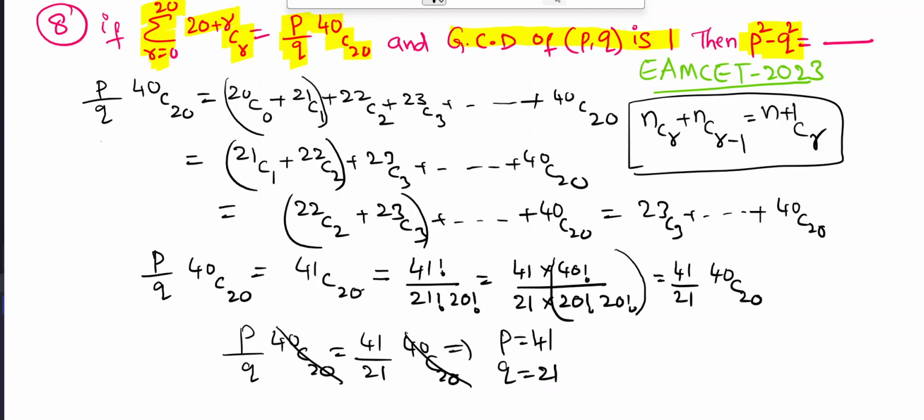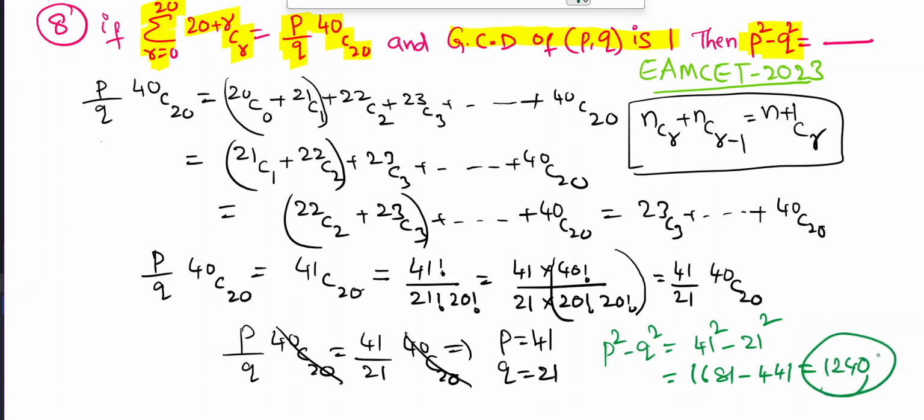Now we find P square minus Q square, that is 41 square minus 21 square. 41 square is 1681 minus 21 square, this is 441, that is equal to 1240. This is the required answer.